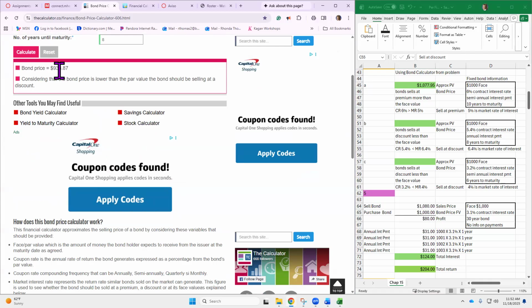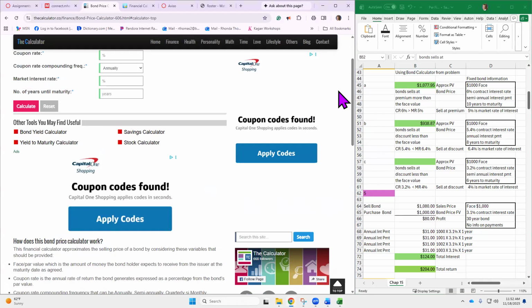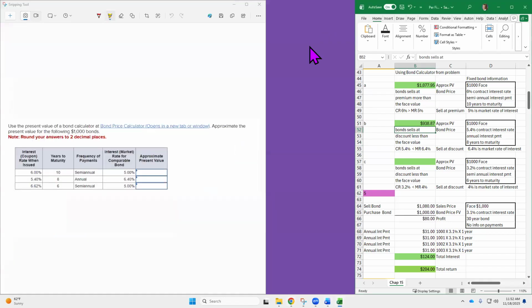Is it less than the face? Yes. So there's always a good feeling that you already knew that if you understand the rates and how they affect a bond price. So once again, this one sold at a premium. This is going to sell at a discount. So now let's look at the third one. Okay, the third one.